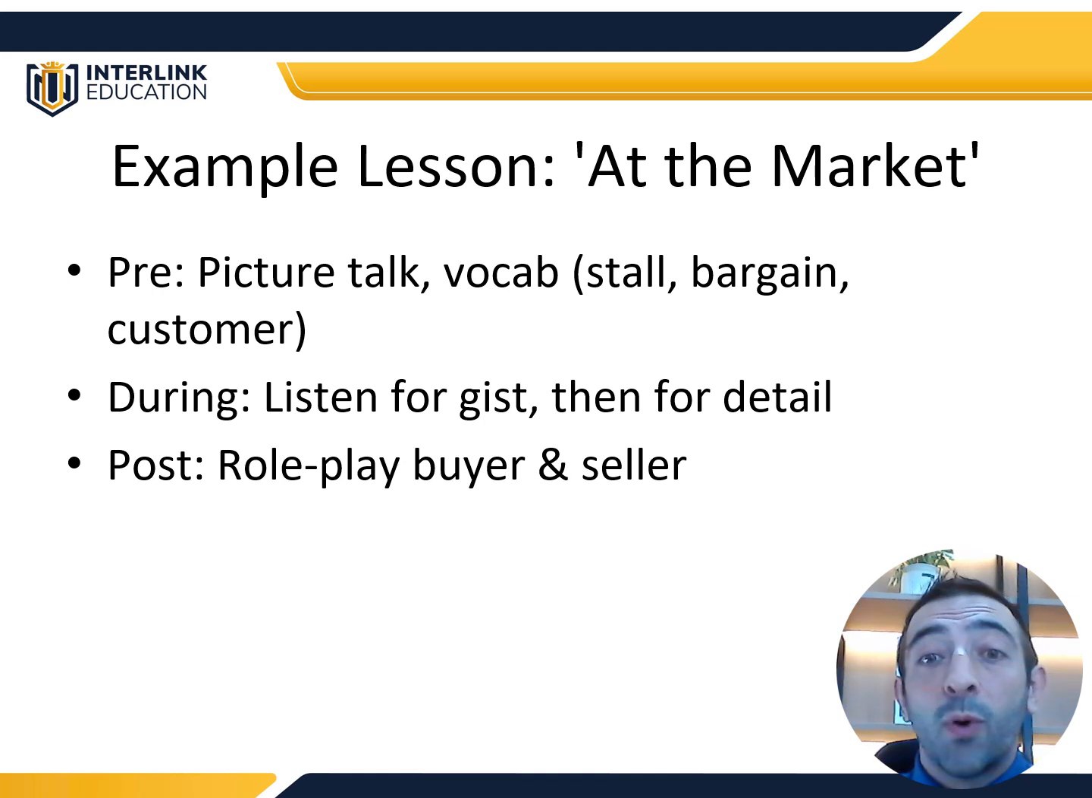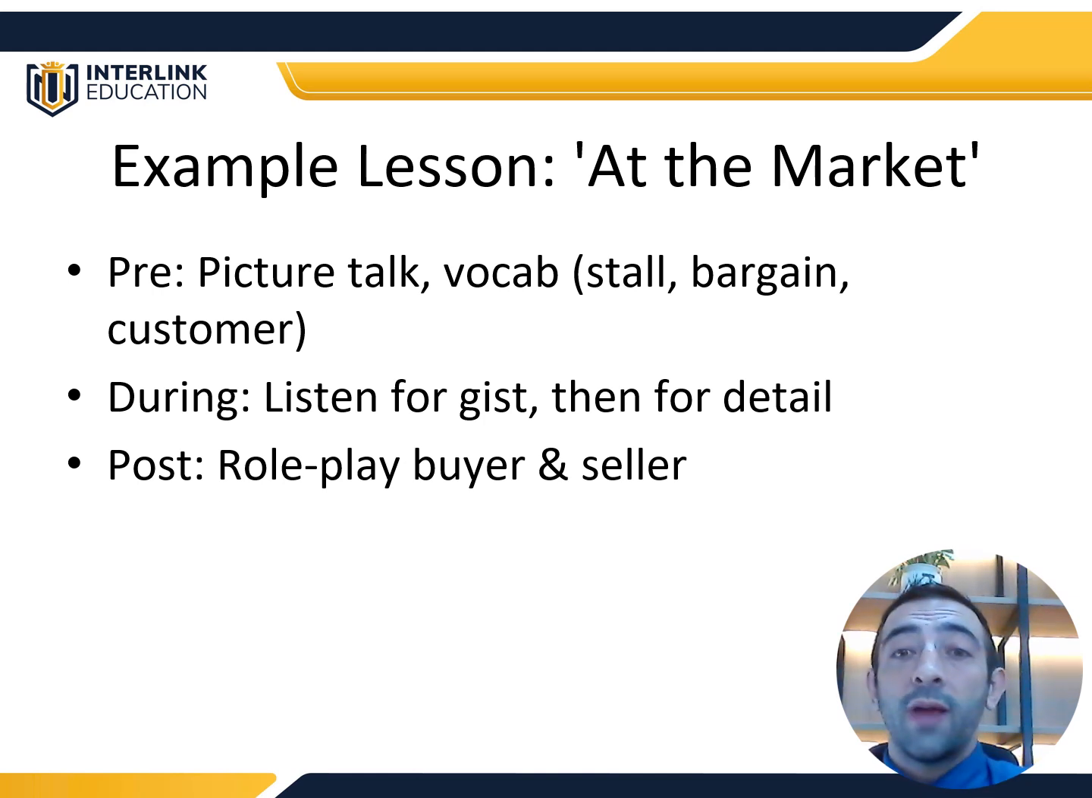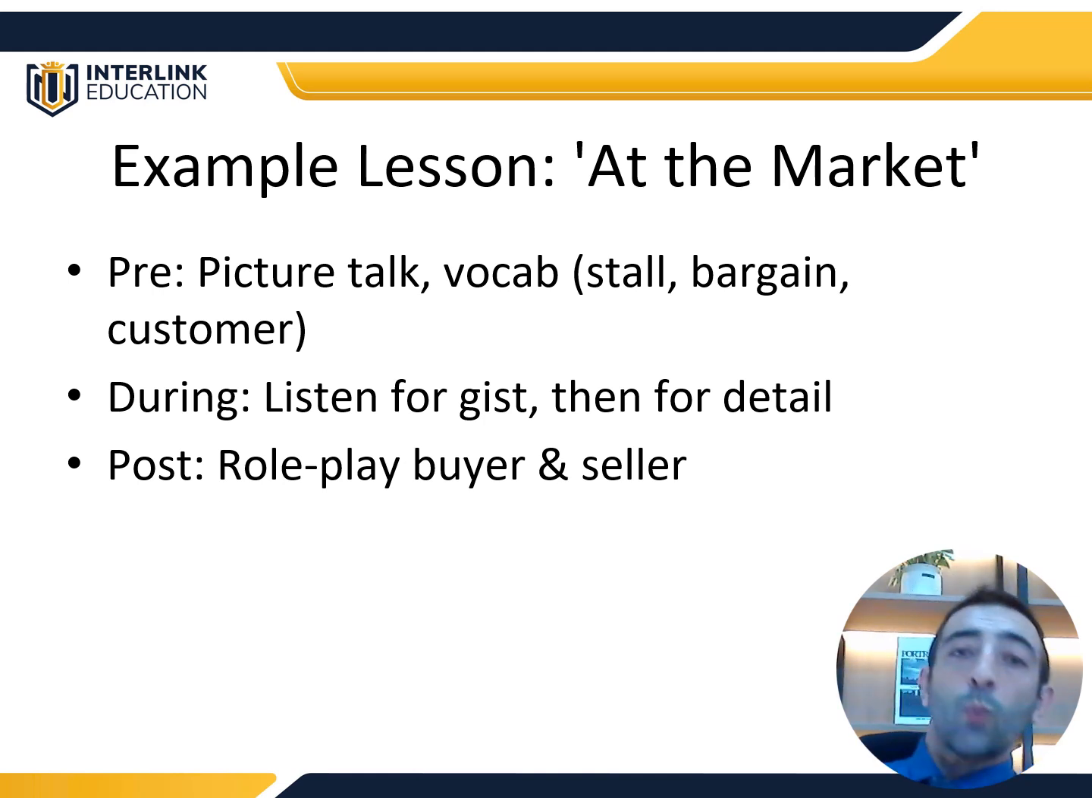To just give you an example of what this might look like in a lesson. So if we're doing a lesson about at the market, what I might do is get a picture of a market and have them work in pairs and brainstorm 5 things that they can see in the picture. This way I can generate lots of vocabulary that they're likely to listen to or read about when we get into the listening or the reading.